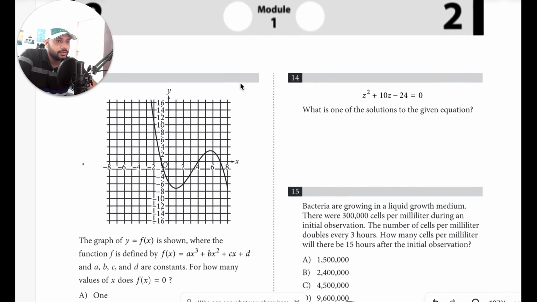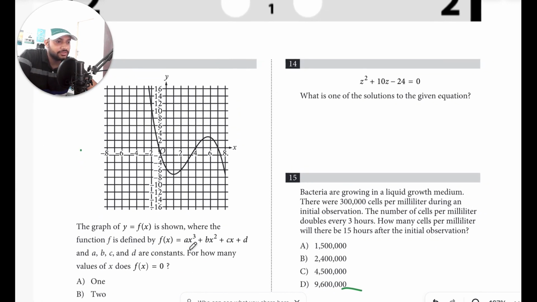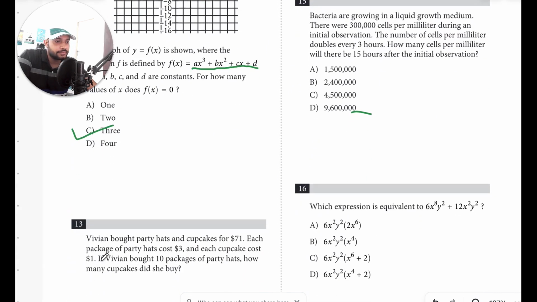Okay. Question 12. The graph of y equals f(x) is shown, where the function f is defined by f(x) = ax³ + bx² + cx + d, and a, b, c, and d are constants. For how many values of x does f(x) equal 0? Look at the graph. The number of times it crosses the x-axis is the number of times it's going to be 0. 1, 2, 3. Also, looking at the degree of the polynomial, the highest degree tells you the maximum number of places it will cut the x-axis. Okay, so that's a 3.